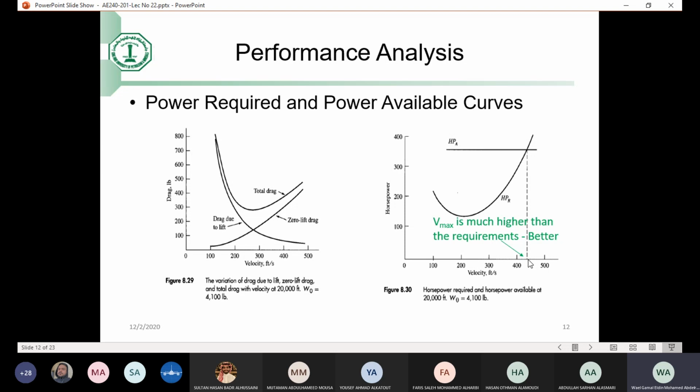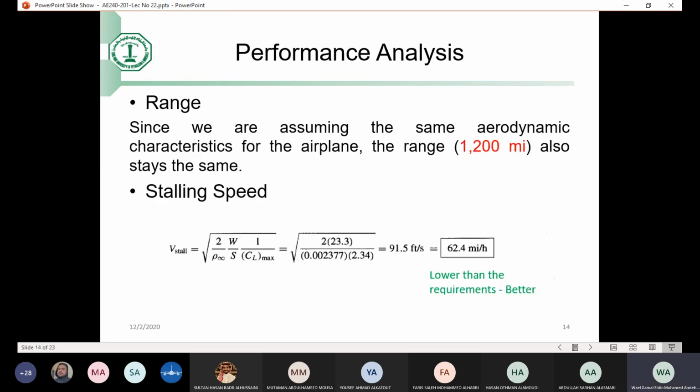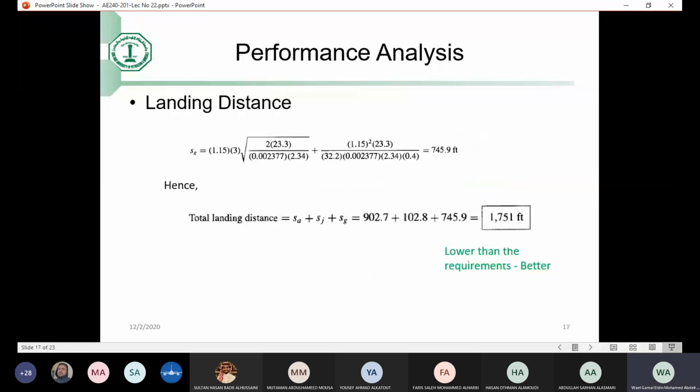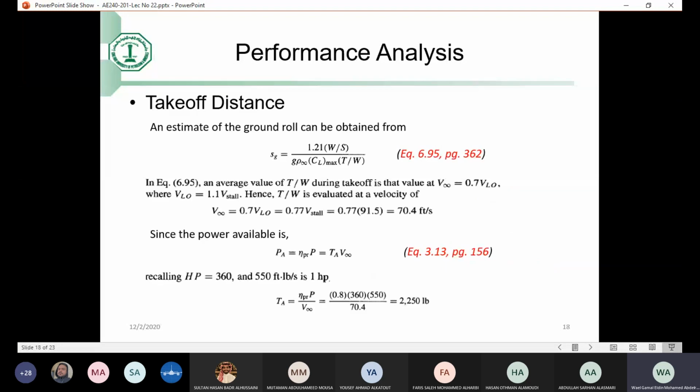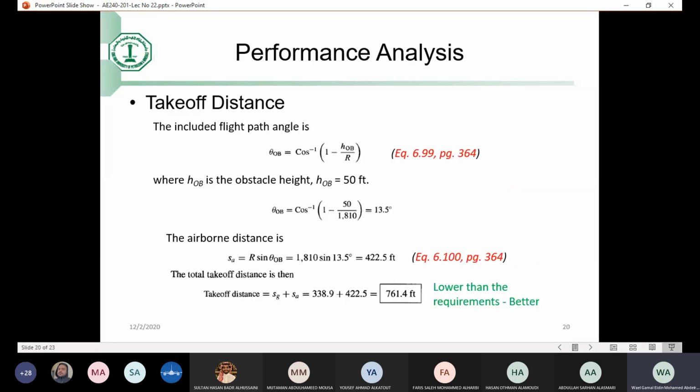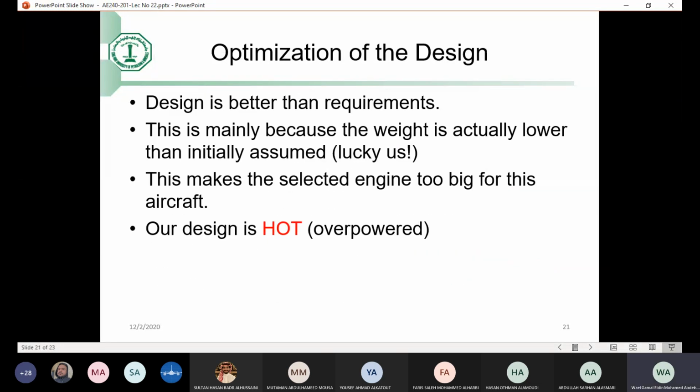Go back to the equation where we calculated the maximum speed and you will find that the maximum speed went up. So all the aspects of the design went up. All were improved, maybe only the range is still the same. Okay, so what does that mean for our design? That means that the design is better than the requirements.